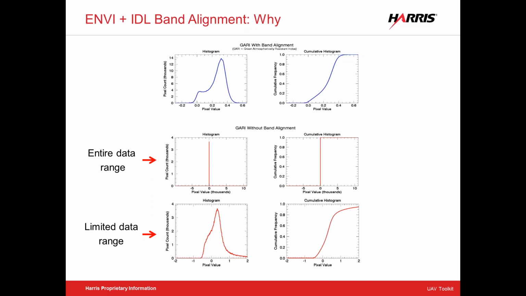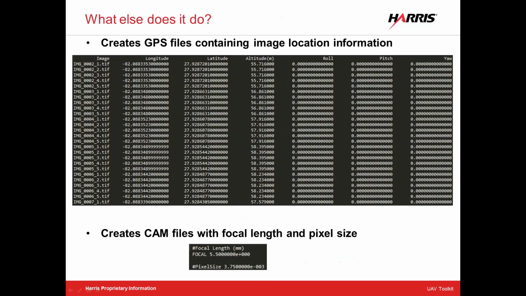Although the primary thing for the UAV Toolkit is band alignment, there's also some other things that it does as well. I had mentioned that when setting up my project, if you don't have metadata information in your images, then you'll need to at least have a GPS file and a CAM file with your focal length and pixel size. This is a screenshot of what a GPS file can look like. You have the image name, longitude, latitude, altitude, and then the sensor orientation, or the roll, pitch, and yaw.